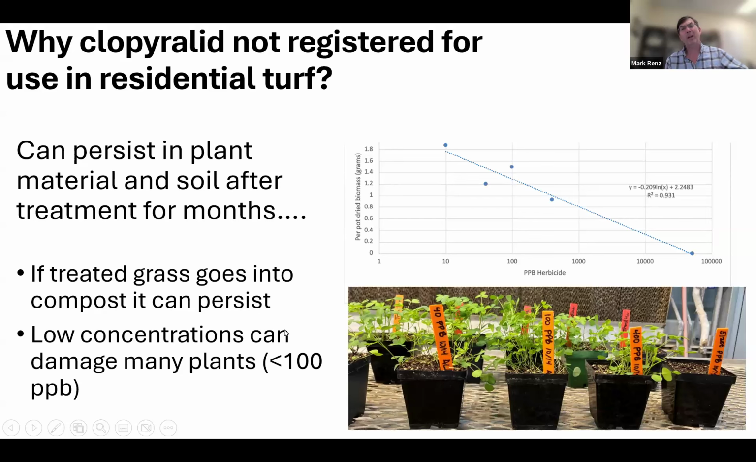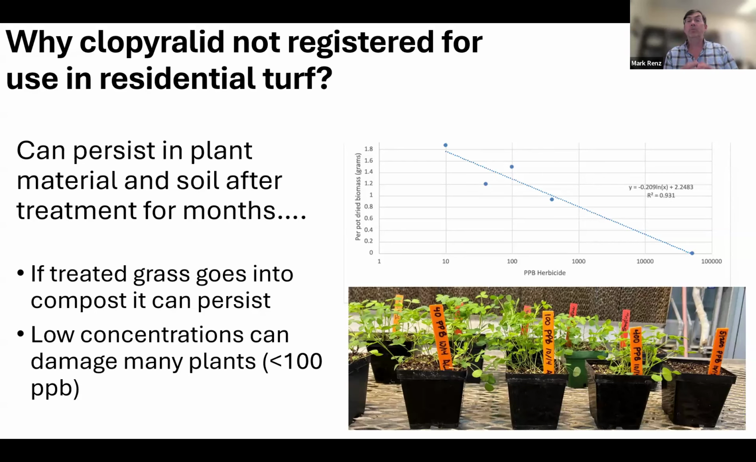Well, you maybe were thinking, well, why can't we use this in turf? What's the deal? Well, this herbicide persists in the soil for months to years, and it also persists in the plant material that it's sprayed onto for months and even up to a year. And so why does this matter in a residential area? Well, what do we do with grass clippings? A lot of times we mulch them back into the soil itself, or we collect them and put them in a compost pile, or we may give them to a facility to actually compost.